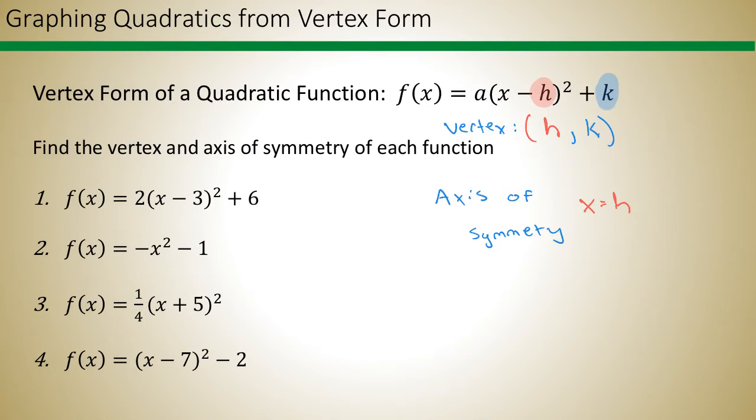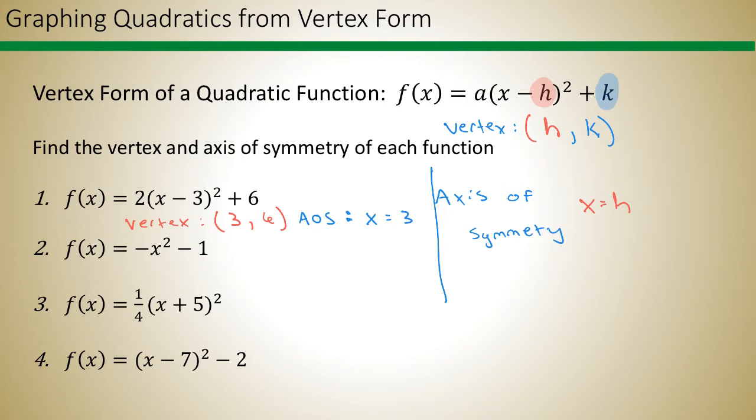Okay, so we're going to practice identifying our vertex and axis of symmetry here. So for number one, our vertex, the X value is going to come from inside the parentheses. It's going to be the opposite of what we see there. So -3 is going to become a +3. Our Y value is going to be 6. Okay, and then the axis of symmetry, I'm going to call it AOS, is X is equal to 3.